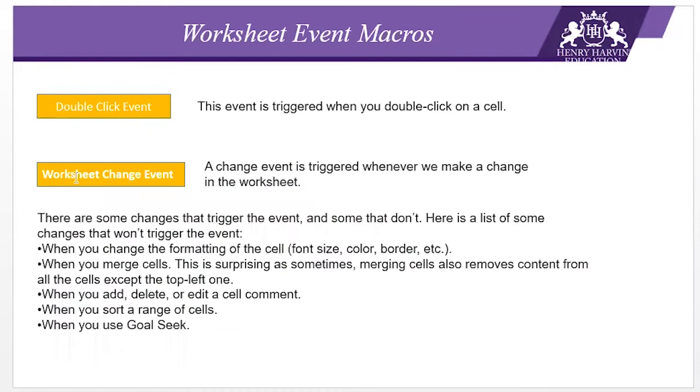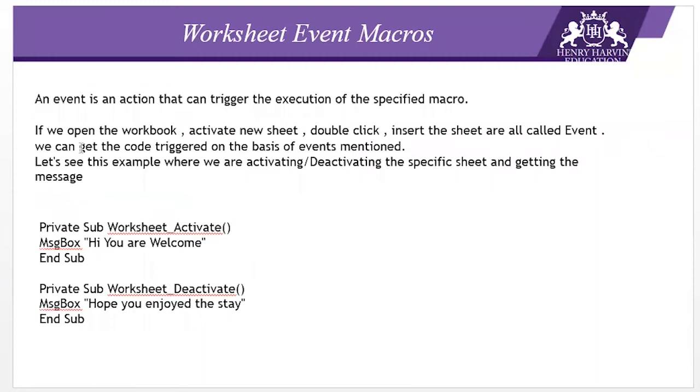And now let me show you the worksheet change event. This is the most used event in VBA, and the double click event is also used when it comes to formatting. After these are implemented or coded, it is easy for any user to make the changes without repeating the task over and over again. If we open the workbook, activate a new sheet, double click, insert a new sheet, they're all called events. We can get the code triggered on the basis of the event mentioned.